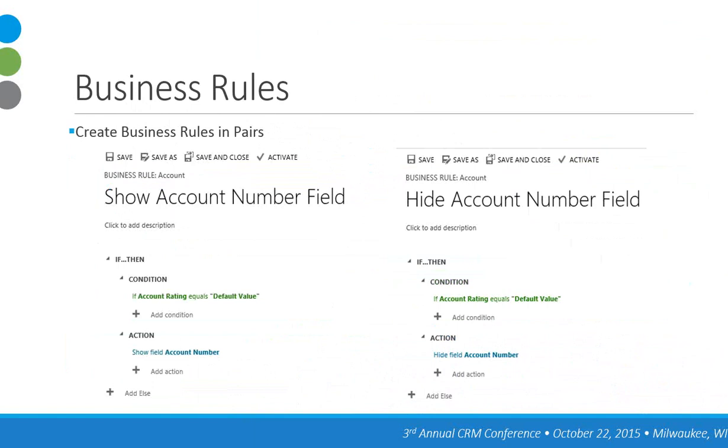And you also want to always create business rules in pairs. So just because you create it to show that account number, it's not going to automatically know to unshow it when the account rating equals a different value. So you need to create another rule that will hide it in the opposite condition.